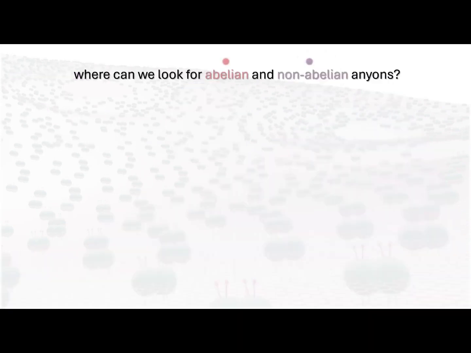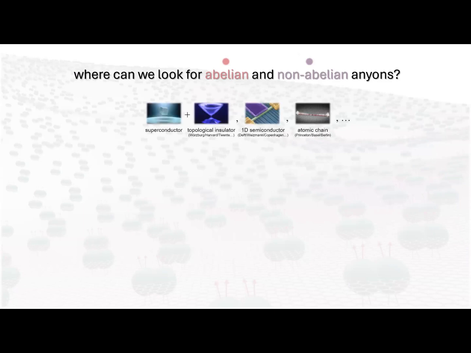Now, where can we find abelian and non-abelian anions? We have fewer systems that can create abelian anions, and it's kind of surprising that we have more ways to realize non-abelian ones. One of the ways to realize non-abelian anions is by combining a superconductor with a topological insulator, a superconductor with a 1D semiconductor with large spin orbit, or a ferromagnetic atomic chain.